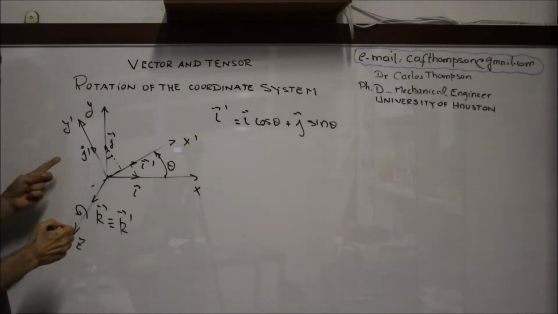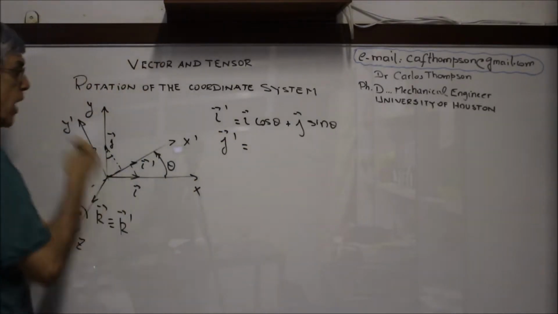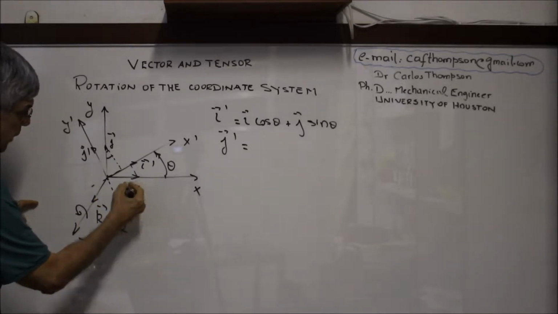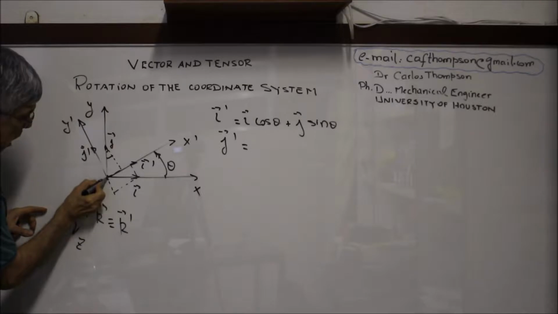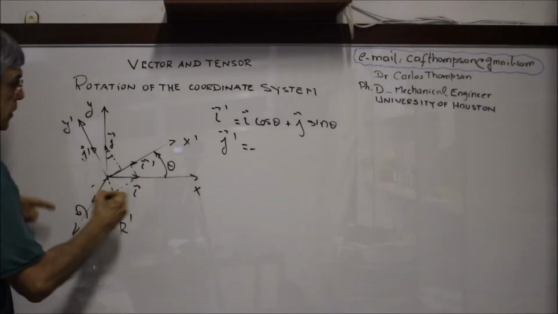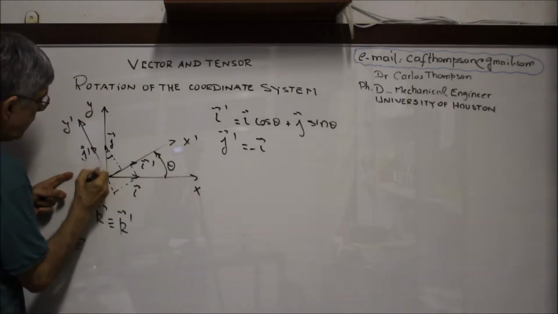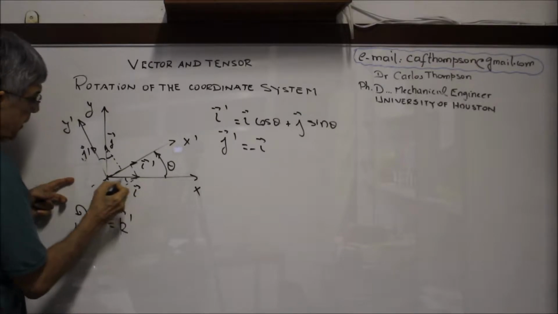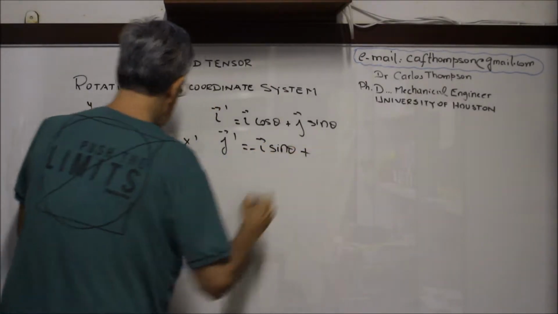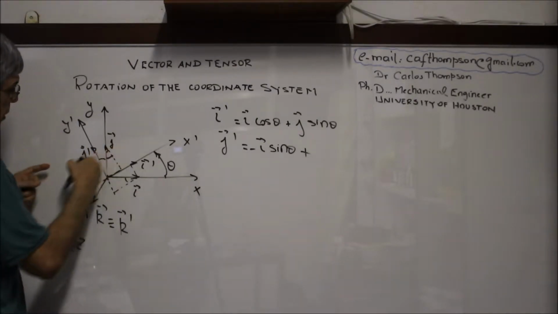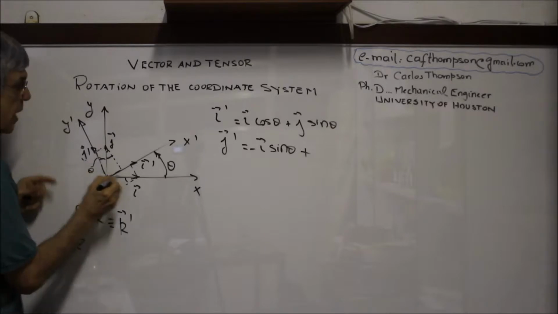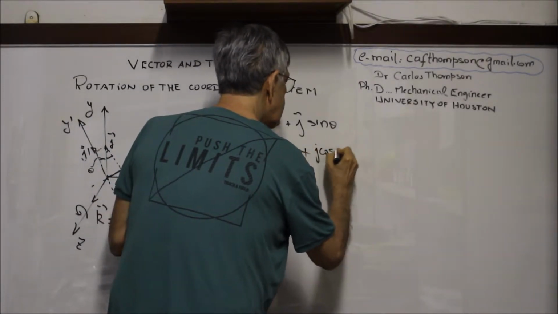Now I will do the same procedure, projecting over j prime. Pay attention here, because if you project i here, this will be in the opposite direction of j prime. So here it will be minus i. Now this angle here is theta, this is theta, and this is theta. So this will be minus sine of theta. Plus, now I'll project j over j prime, and here the angle is theta, this will be plus j cosine of theta.